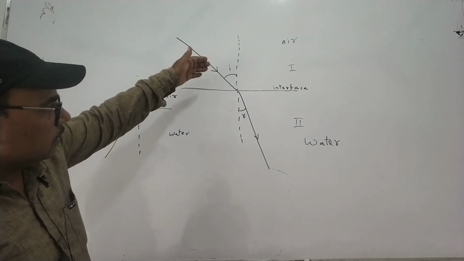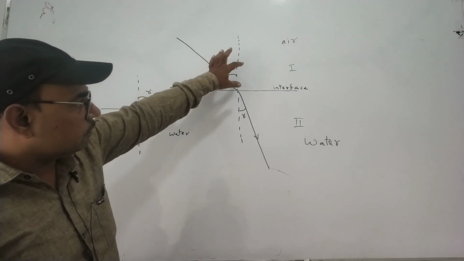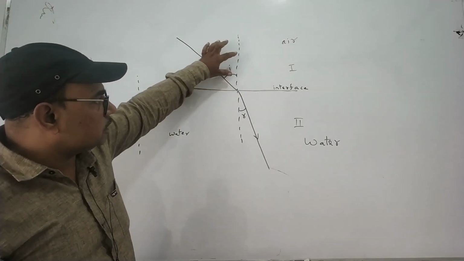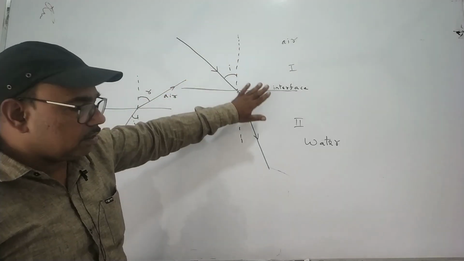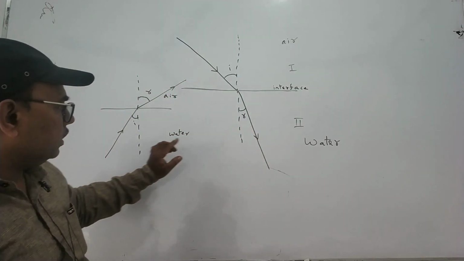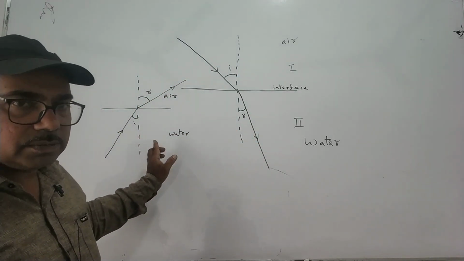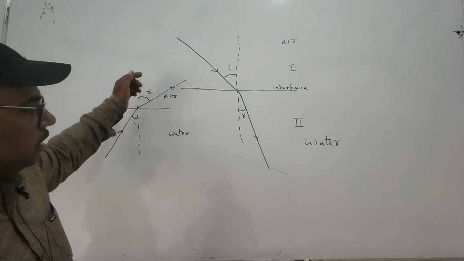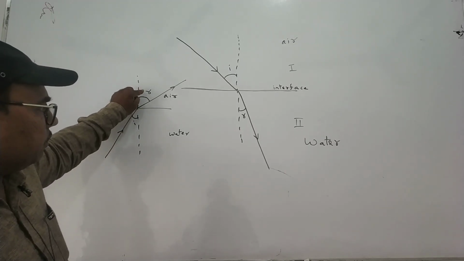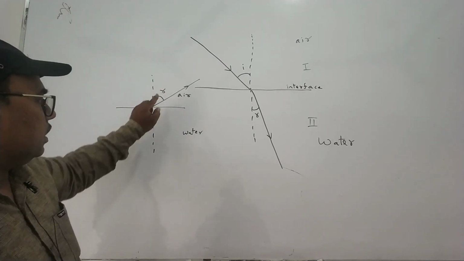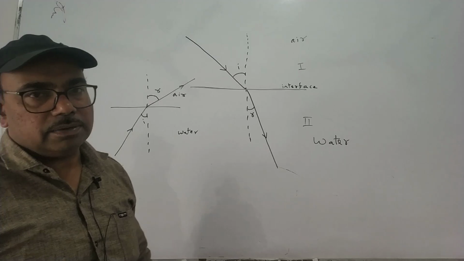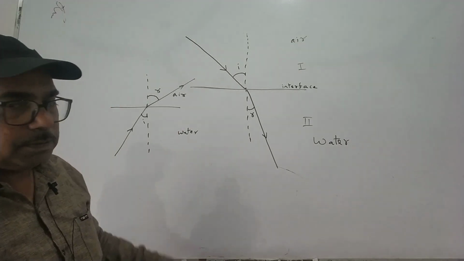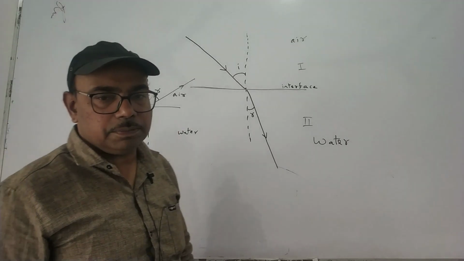So how can you compare these two? In the first case the incident ray starts from the rarer medium like air and enters into the denser medium like water. In the second case, the incident ray starts from the denser medium, water, and goes to the rarer medium like air. For that reason, the angle of refraction is greater than the angle of incidence I. So these are the different types of refraction, and a third type is also there.